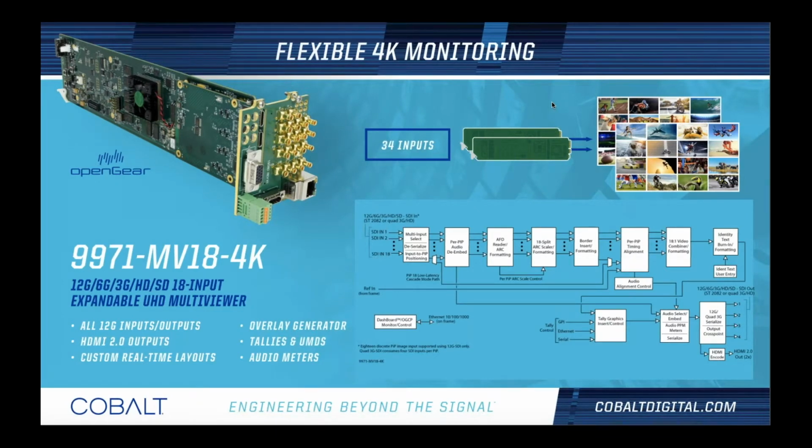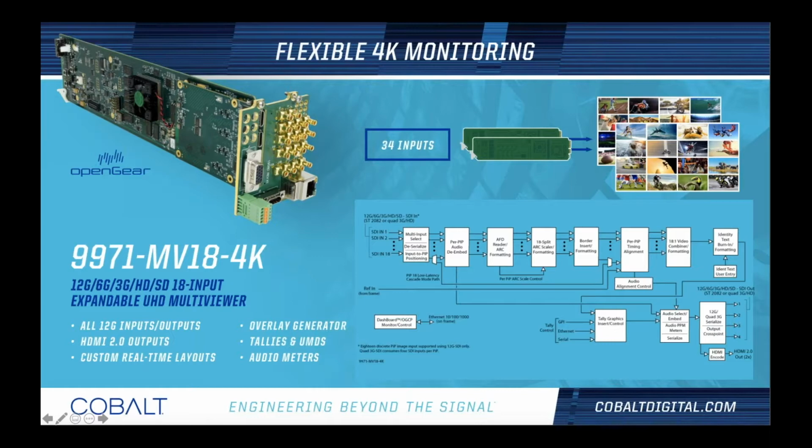So the multi-viewer is capable of 2 dual outputs and 34 inputs. It has the ability to also output HDMI 2.0 so that you can drive either a consumer monitor or into a router. We can have audio meters on either side. We can do tallies and UMDs. With all the inputs being 12 gig SDI, it's perfect for 4K or 8K environments. Also, if you are still in 1.5, it's great because you can have more inputs into the multi-view and have a better density and cost per input.